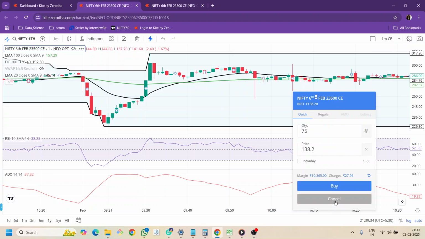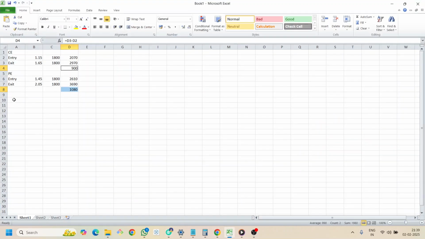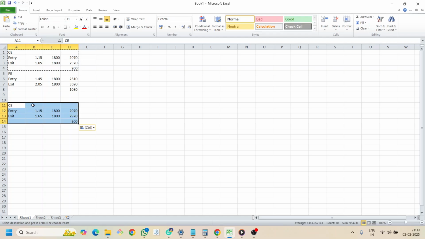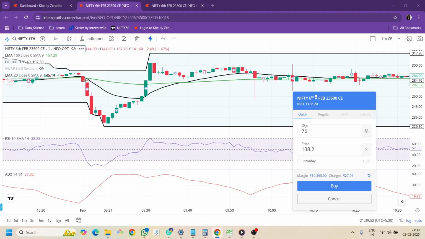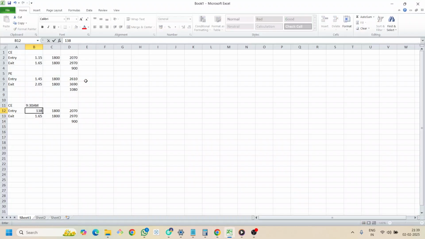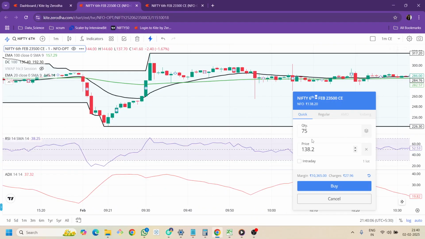Shall we put this into Excel? Let's do it. This call I'm doing, at exactly 9:30 a.m. Entry is 138 rupees. Ensure you give the points also, 138.5. By default you will get 75. You can't change this one. One lot size you need to take.